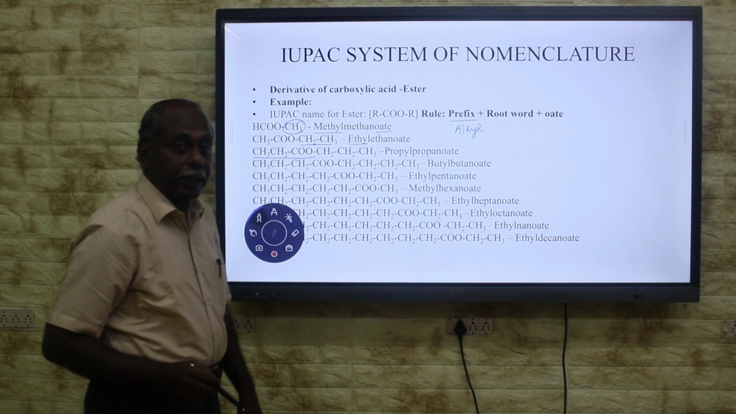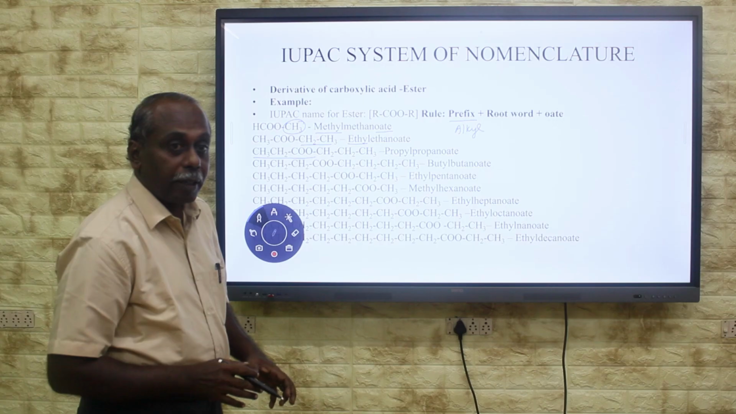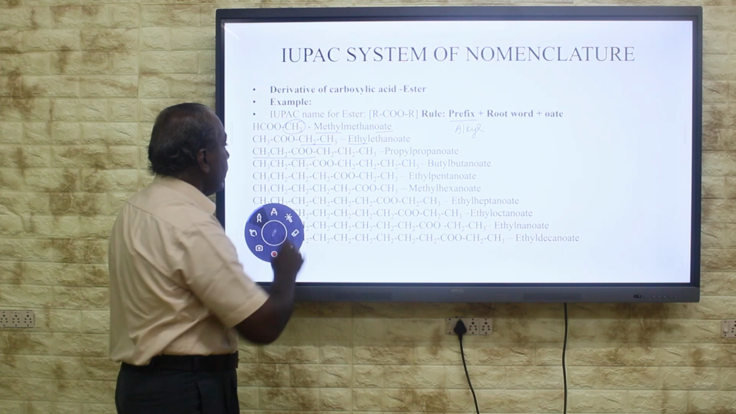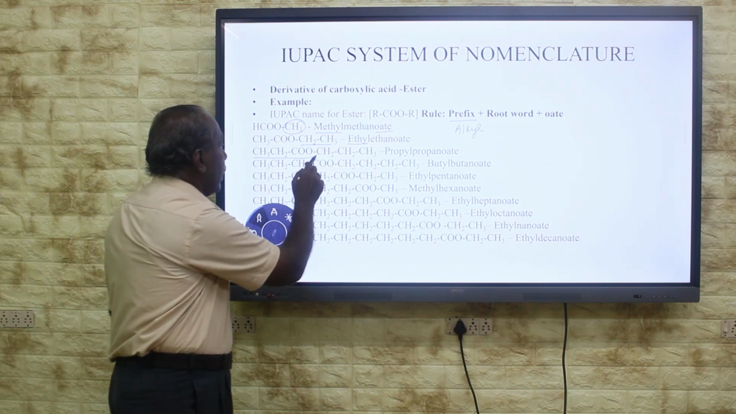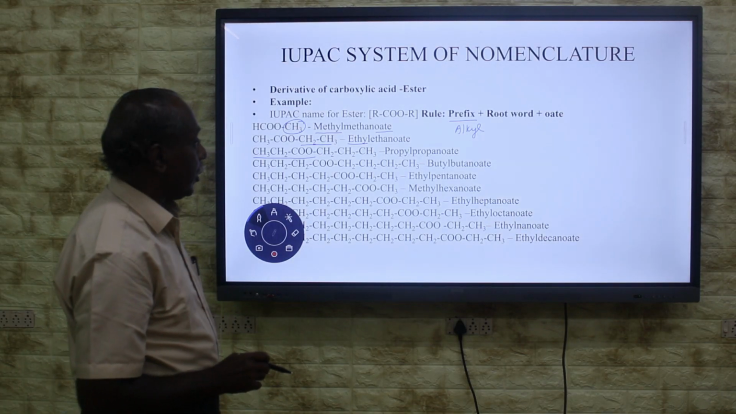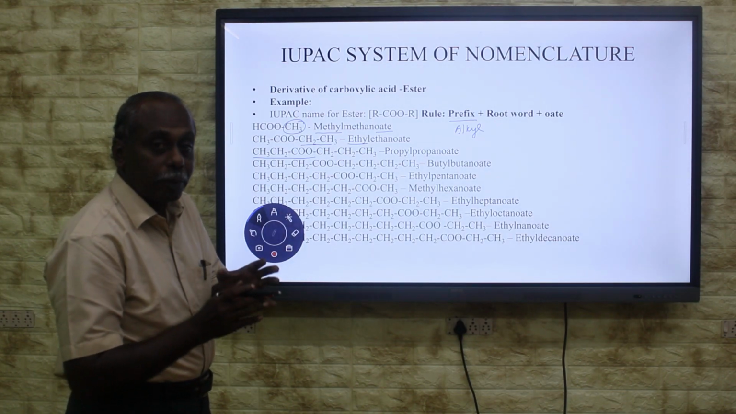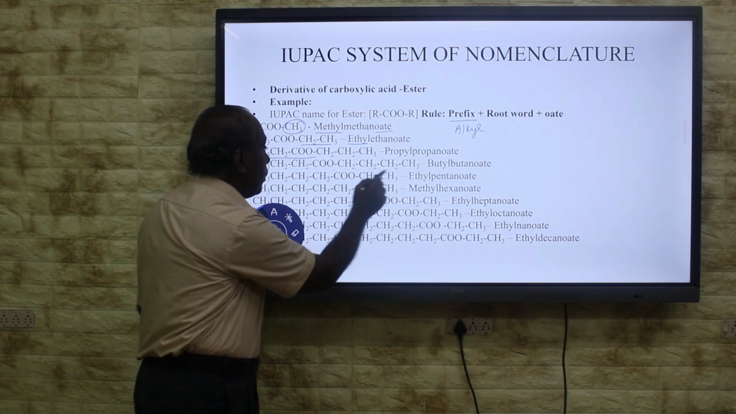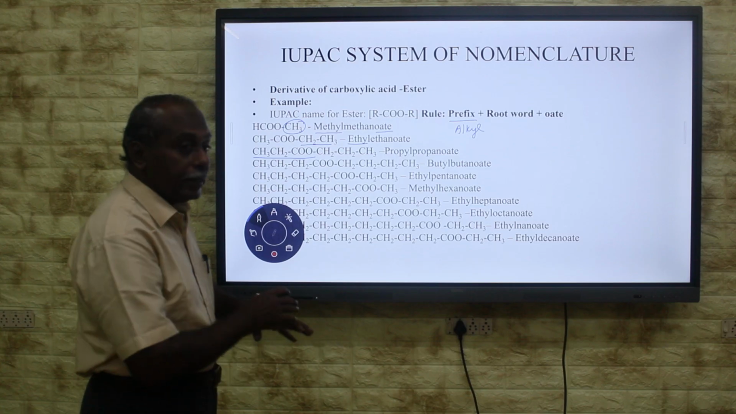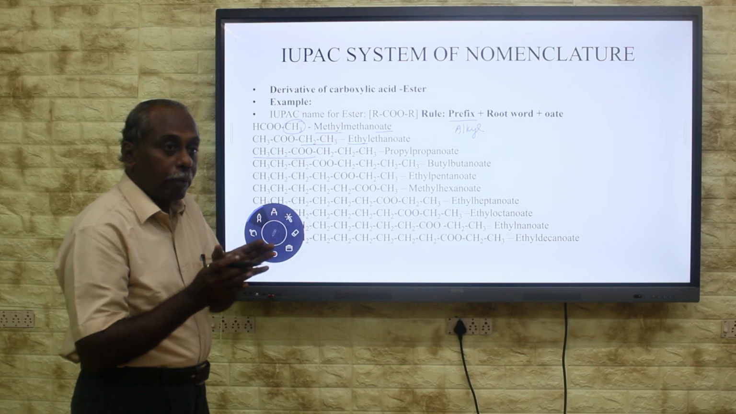Then propionic acid, it is found in oil and fat. In the Greek word, propion indicates oil and fat. This propionic acid, here hydrogen is replaced by propyl, propyl propionate. Then it is butyric acid. Fourth carboxylic acid is butyric acid. In the butyric acid, H is replaced by butyl. Butyl butyrate.